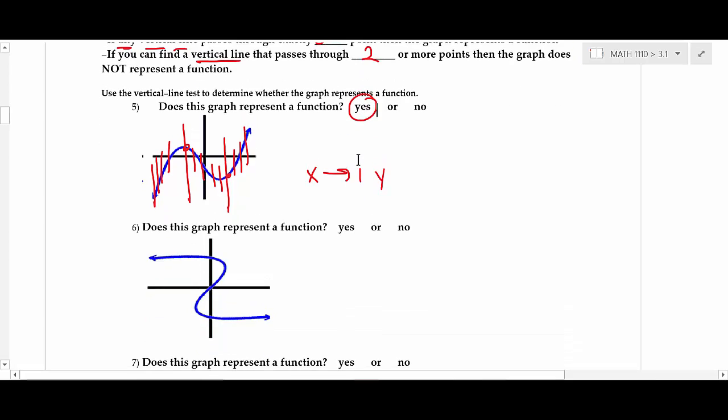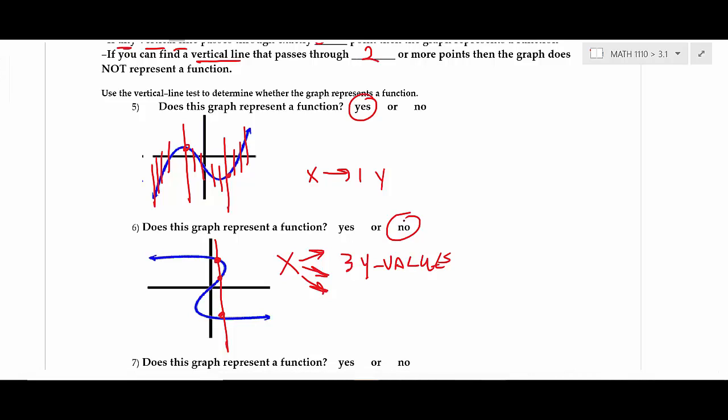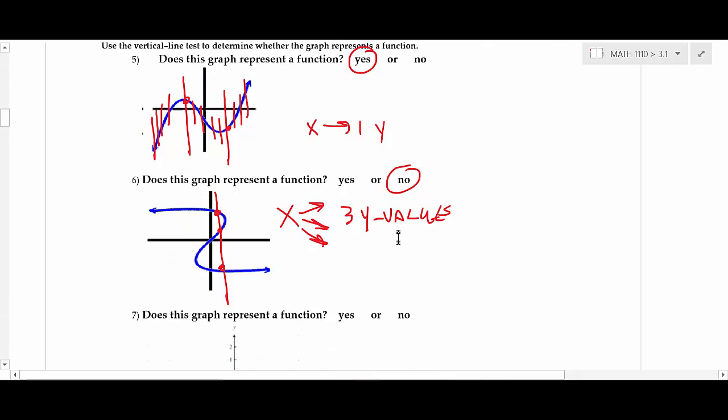The next one, let's take a vertical line going through like this. Notice on this one, it goes through 3 points. This would mean x is going off into 3 directions, and it has 3 y values. That's why it's not a function. The vertical line test is trying to find an x that has more than 1 y. Does that make sense? It's easy to do the vertical line test, but it's important to understand what it's doing. So that one's not a function.